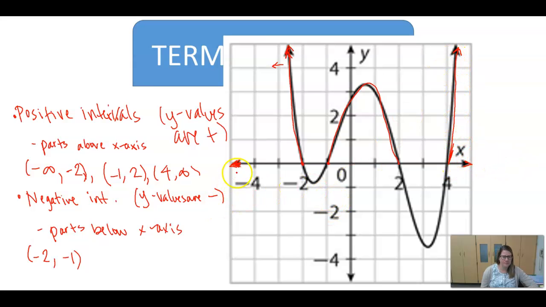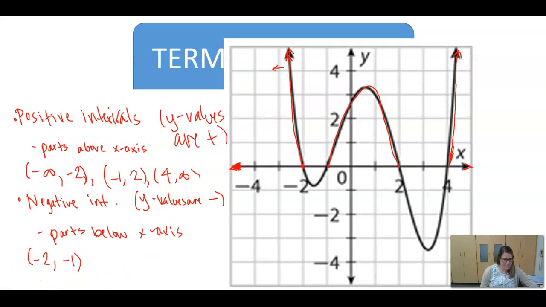Alright, so then the negative part. Okay, well, here's our parts that are negative. So we already have this one, negative 2 to negative 1. The other one would be between 2 and 4, again, because that's the part that goes down below.